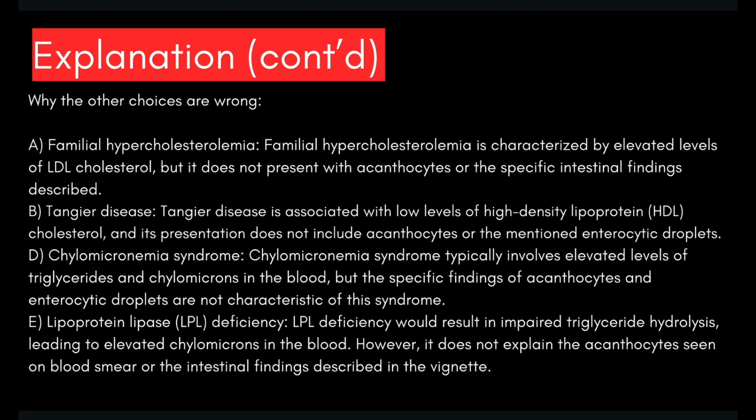Tangier disease is associated with low levels of high-density lipoprotein cholesterol, and its presentation does not include acanthocytes or the mentioned enterocytic droplets. D, chylomicronemia syndrome. Chylomicronemia syndrome typically involves elevated levels of triglycerides and chylomicrons in the blood, but the specific findings of acanthocytes and enterocytic droplets are not characteristic of this syndrome.